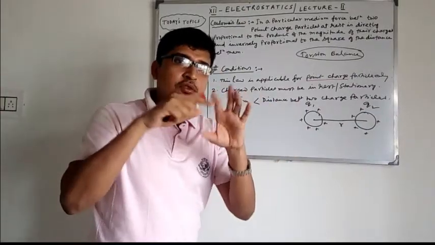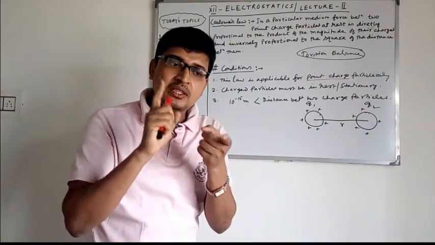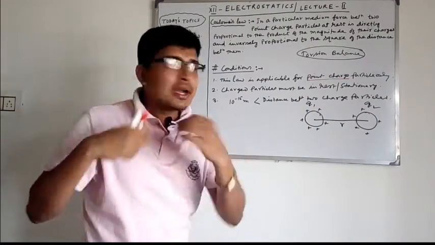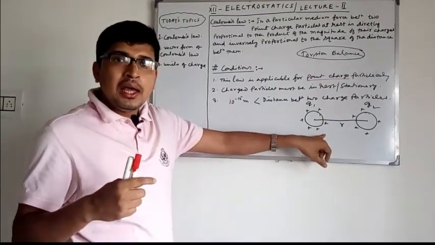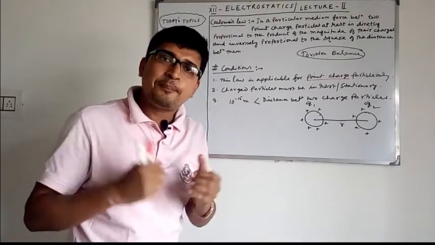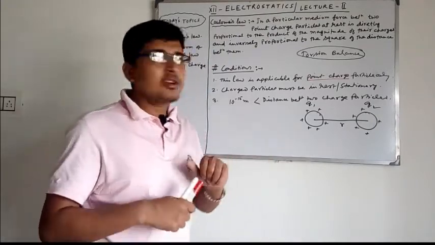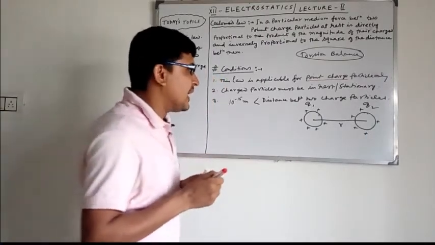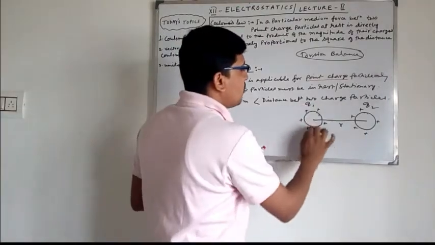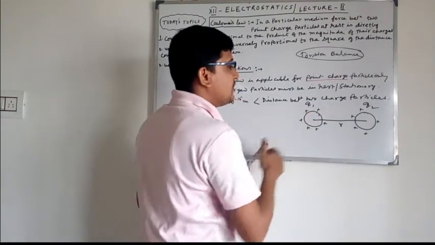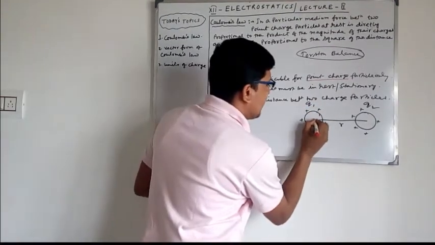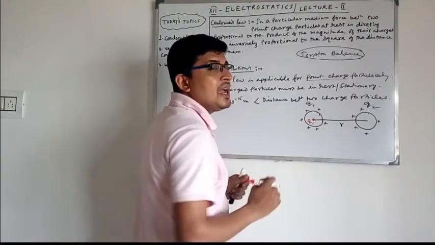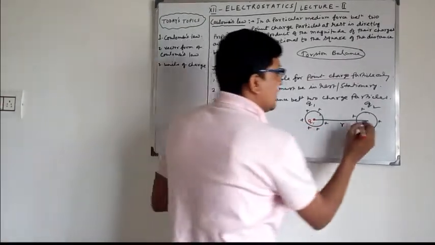It is applicable for extended body. So in that case the body must have spherical symmetry. तो अगर spherical symmetry होगा तो हम लोग Coulomb's law को apply कर पाएंगे. तब हम लोग कैसे करेंगे? So in that case we consider that the whole amount of charge in this sphere is concentrated at the center. Whole amount of charge is concentrated at the center of the sphere.